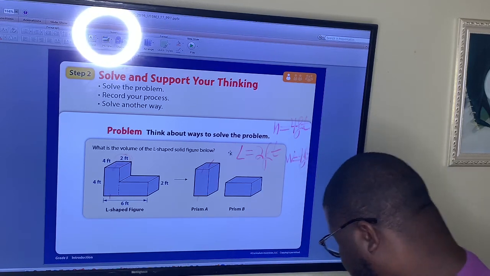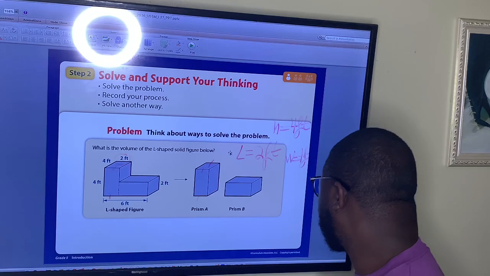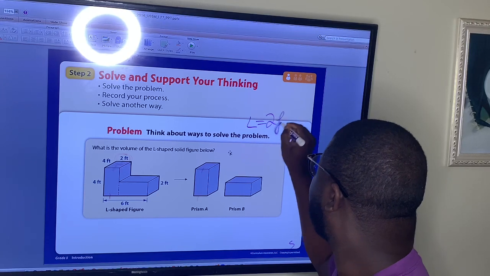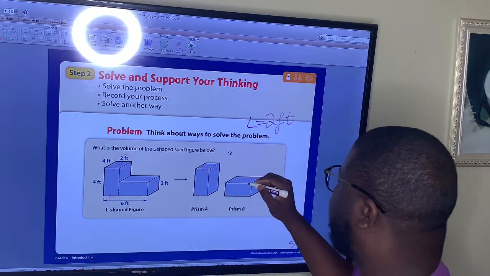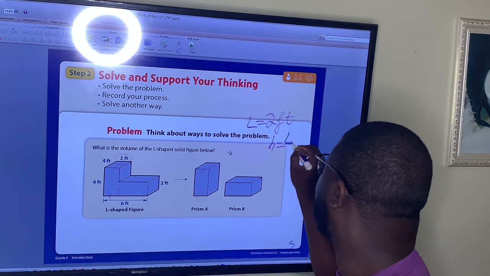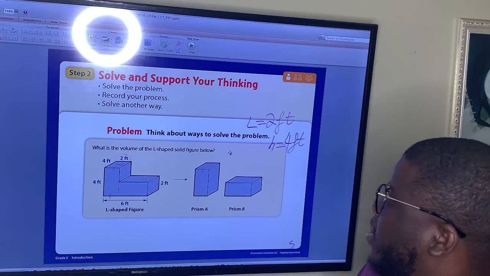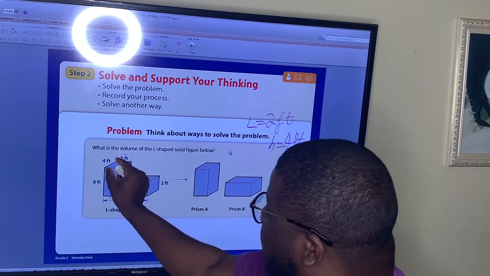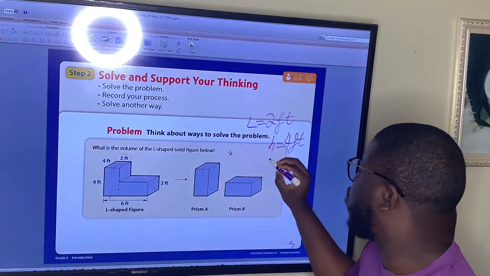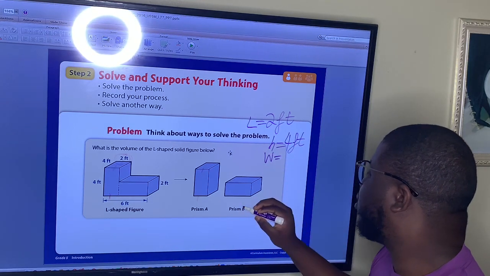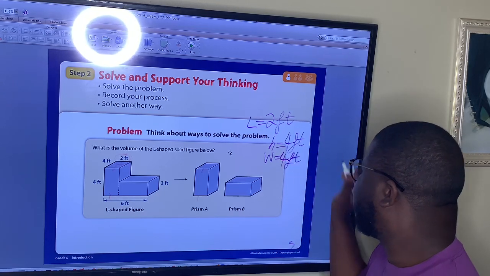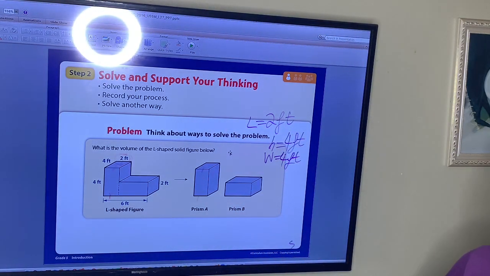Go ahead and use a different color. The length of prism A is equal to 2 feet. What did we say the height for prism A was? The height, H, is equal to how tall it is, equal to 4 feet. The width right over here, the side piece of prism A, how thick it is, the width, is going to be 4 feet as well, because 4 feet is right over there. So that is for prism A.